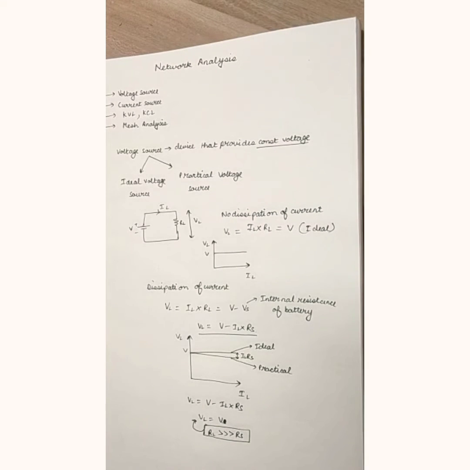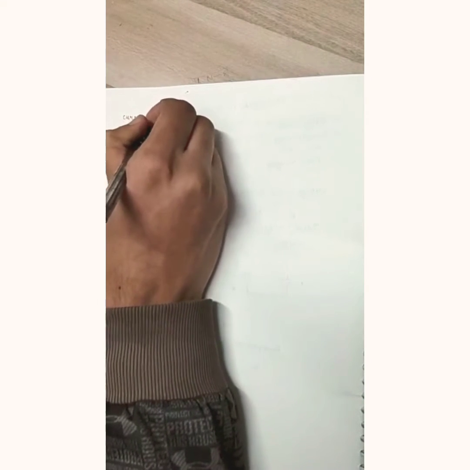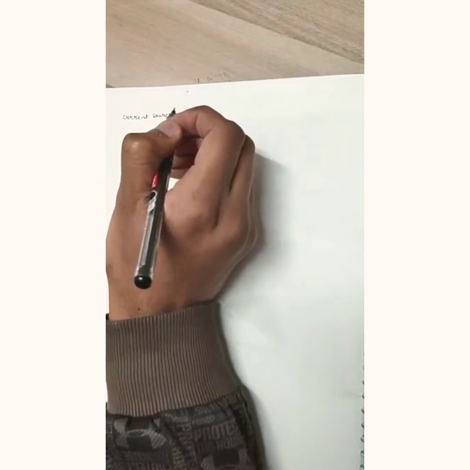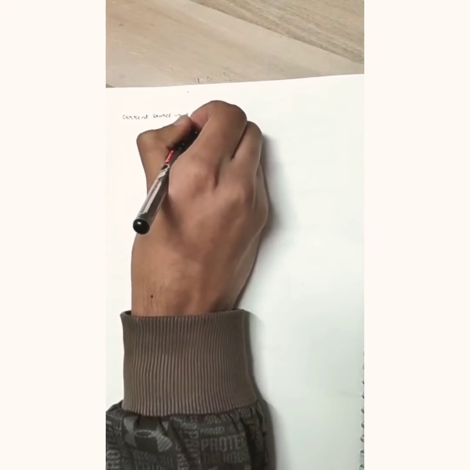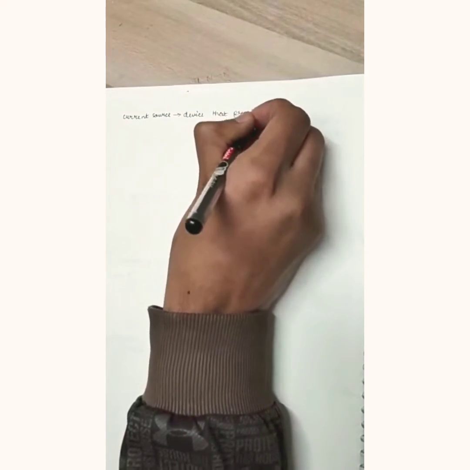Now let us consider the next topic, which is the current source. Let's see the current source. A current source is basically a device which provides a constant current.